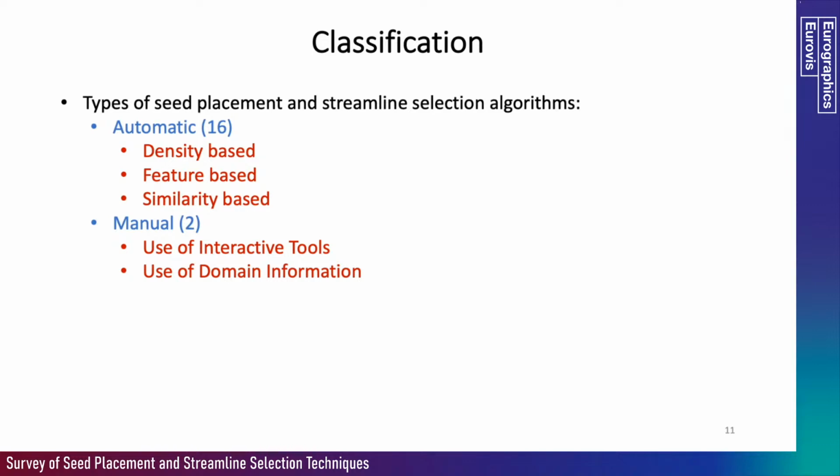Overall, these algorithms can be split into automatic and manual techniques. Automatic techniques are then subdivided into 3 categories after 1 level, 8 categories after 2 levels, and 16 categories after 3 levels. Manual techniques are subdivided into 2 categories: techniques using interactive tools and techniques using domain information. In this presentation, we'll focus on the automatic techniques.